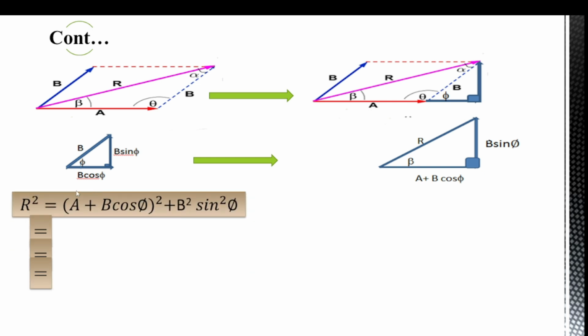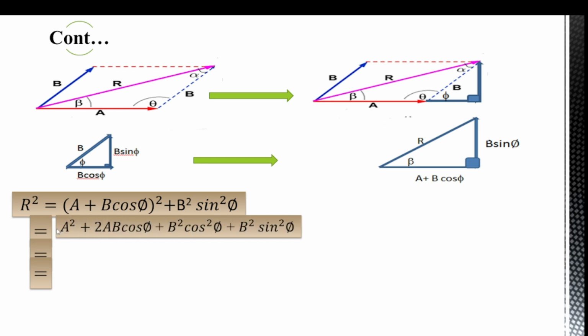And then look, square of r is equal to square of a plus b cos pi plus square of b sine pi, and then it becomes square of a plus twice of ab cos pi plus square of b square of cos pi plus square of b square of sine pi. Great. Now square of b is common.